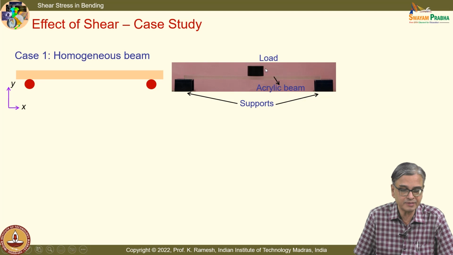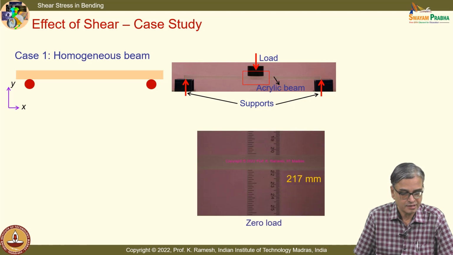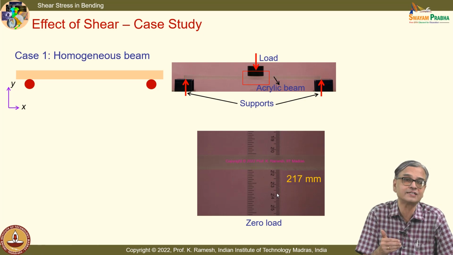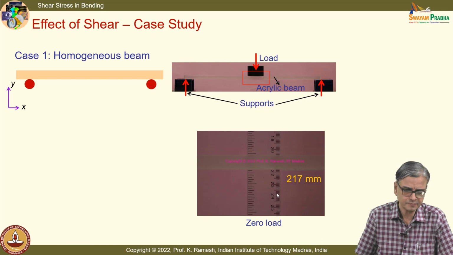I have the beam subjected to 3-point loading, and the second case is, when I put this, I also find out the 0 load. I have also put the scale, and you can carefully see that this is about 217 millimeters. The idea is, when I change my beam, I look at what is the deflection created by the same load. Supports are same and the load applied is also same. We are going to investigate.